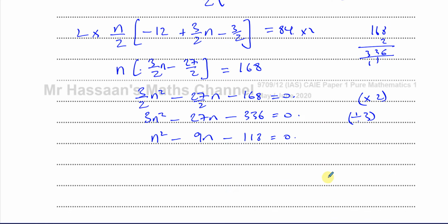So we've got to factorize this. We have n, we have plus and minus. So we've got to think of different ways of getting 118, and the two numbers multiplied together will give you negative 118 and have to give you minus 9. For this, we could use a quadratic formula if we wanted to, because they're a bit complicated.